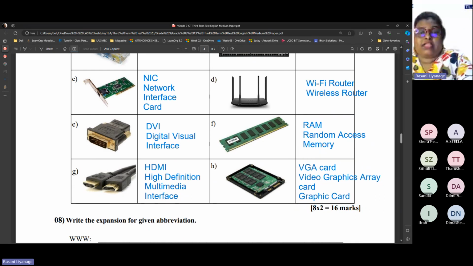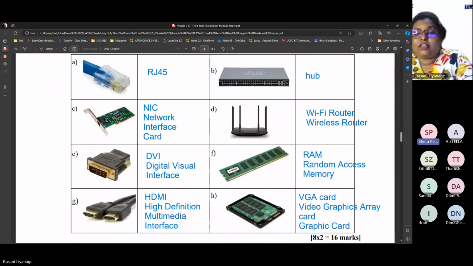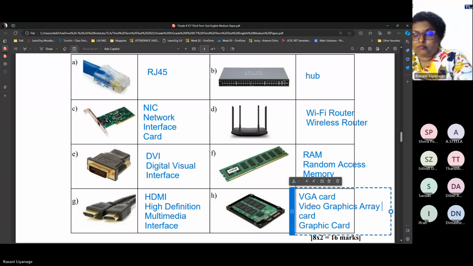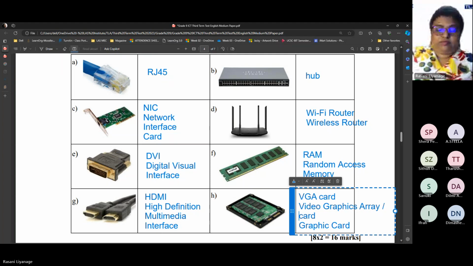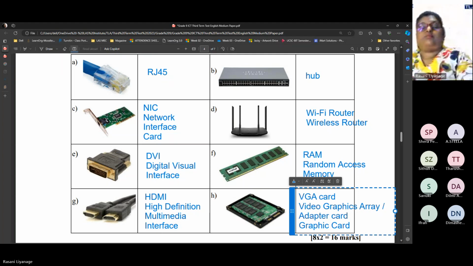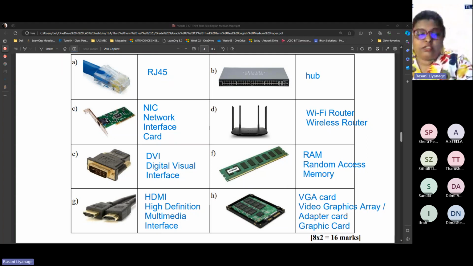Miss, are they written? Yes. Is it video graphics array or adapter? You call both. Adapter is also right. Both are used. Good, okay. Good one. The ones who have not written, yes, please write all the terms.